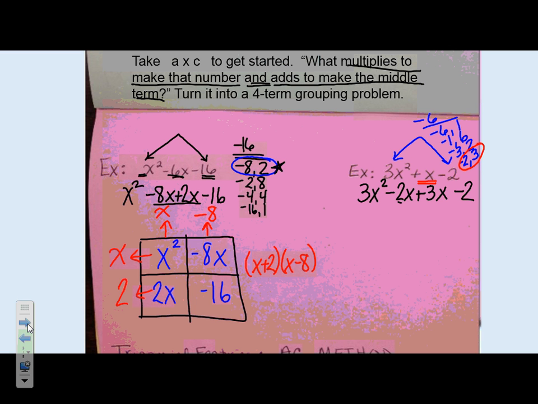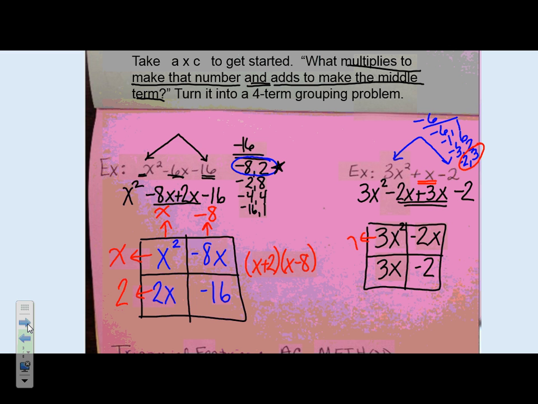They still make 1x if I were to combine them together, but I actually want them separate because I want to organize them into 4 squares. 3x squared, minus 2x, positive 3x, negative 2. And again, factoring out, I can divide an x, I can divide a 1 out of this row. Going up here, I can take a 3 and an x out. And up the second column here, I can divide by a negative 2. So my answer is 3x minus 2 times x plus 1. Those are the two expressions that were multiplied to create the starting expression.